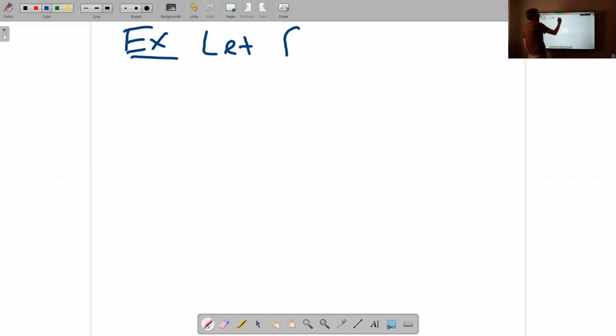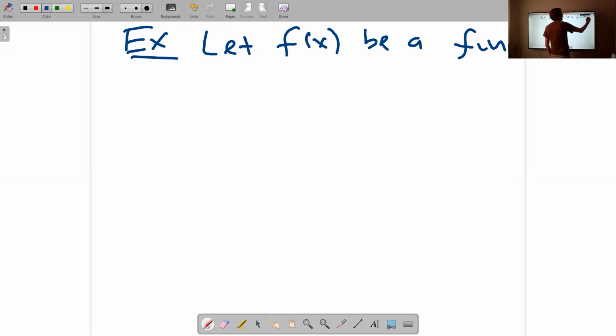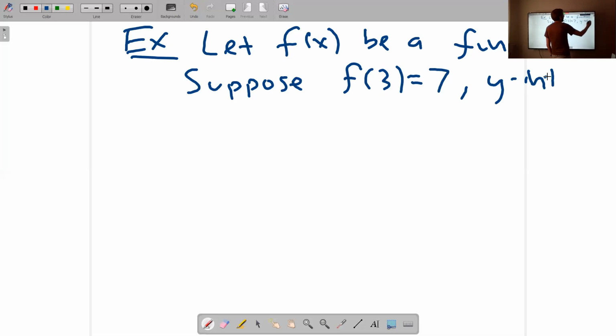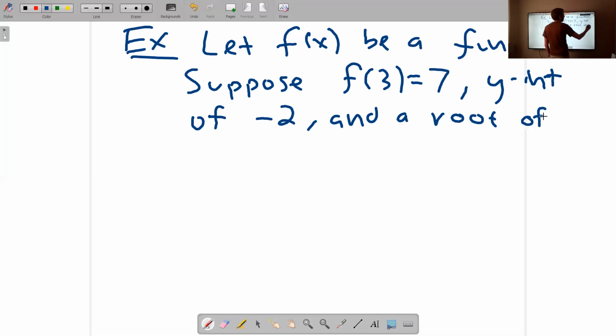Let f of x be a function. Suppose f of 3 is equal to 7, and we have maybe a y-intercept of -2 and a root of 1. The question is, what might the graph look like?